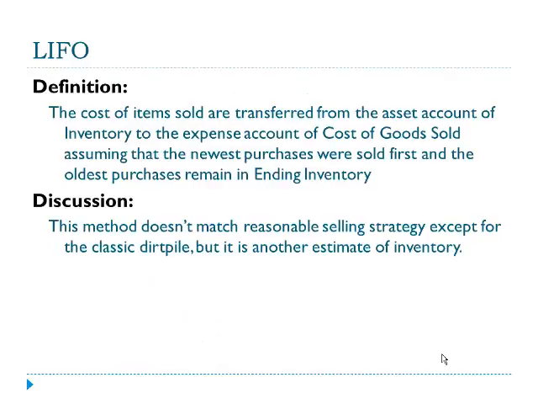The definition of last in, first out is that the cost of items sold are transferred from the asset account of inventory to the expense account of cost of goods sold, assuming that the newest purchases were sold first and the oldest purchases remain in ending inventory. This method doesn't match many reasonable selling strategies except for the classic dirt pile, but it is another estimate of inventory.